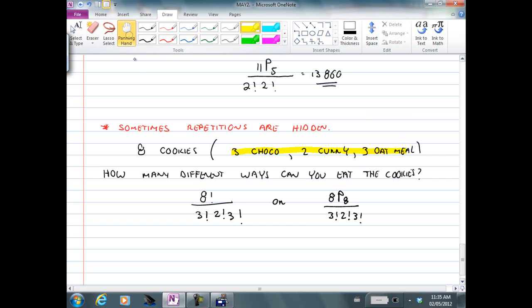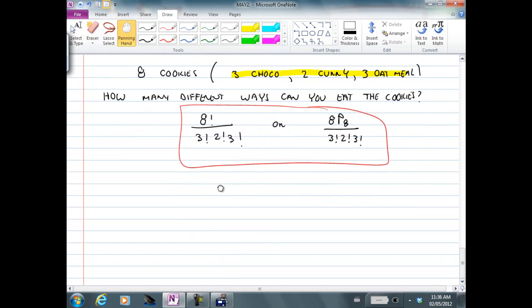Because really, a chocolate cookie is the same. It doesn't matter how you eat a chocolate, they're all the same type of cookie. It asks you how many different ways can you eat the cookies. Guys and gals, this is called repetition. Don't forget this when you write your exam, because repetition is crucial. You lose a lot of marks because of this. Your work is done.